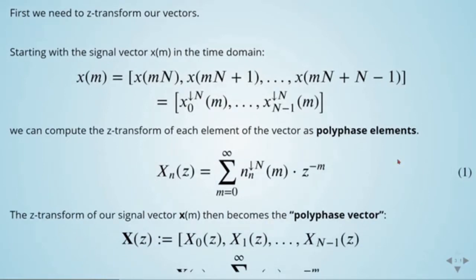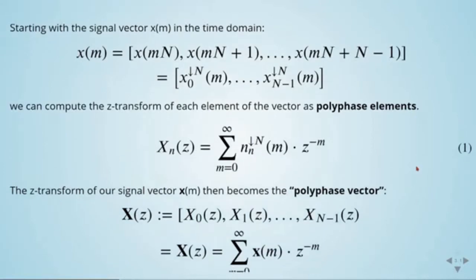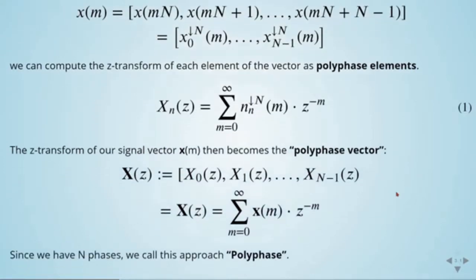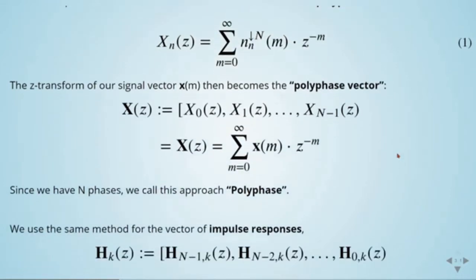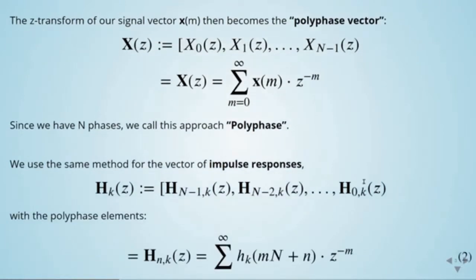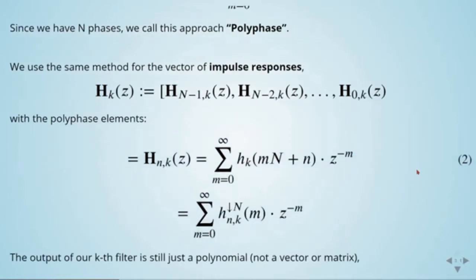So the z-transform of our signal vector x of m then becomes the polyphase vector. Since we have n phases, we call this approach polyphase. We will use the same method for the vector of impulse responses. So we have here a vector of impulse responses, and then we will have the polyphase elements given by here.